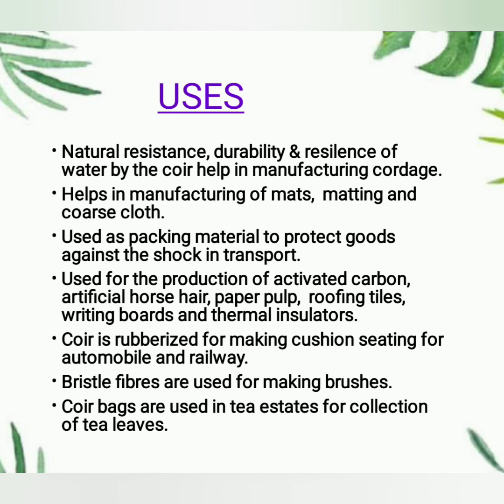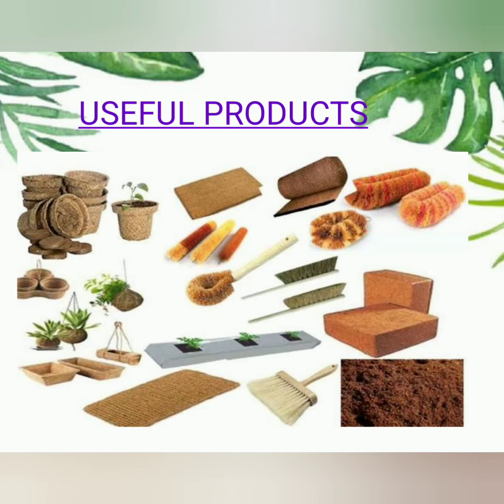Coir is rubberized for making cushion seating for automobiles and railways. Bristle fibers are used for making brushes. Coir bags are used in tea estates for collection of tea leaves. In this slide, we have some of the useful products which are made from coir.